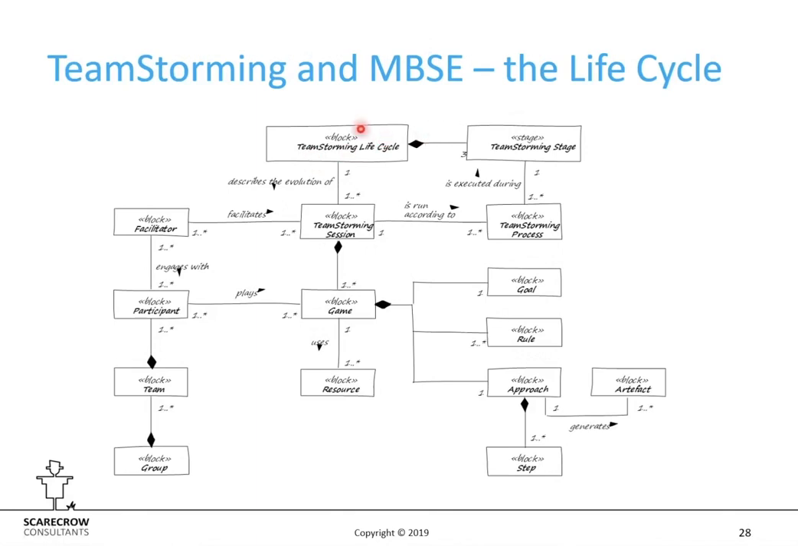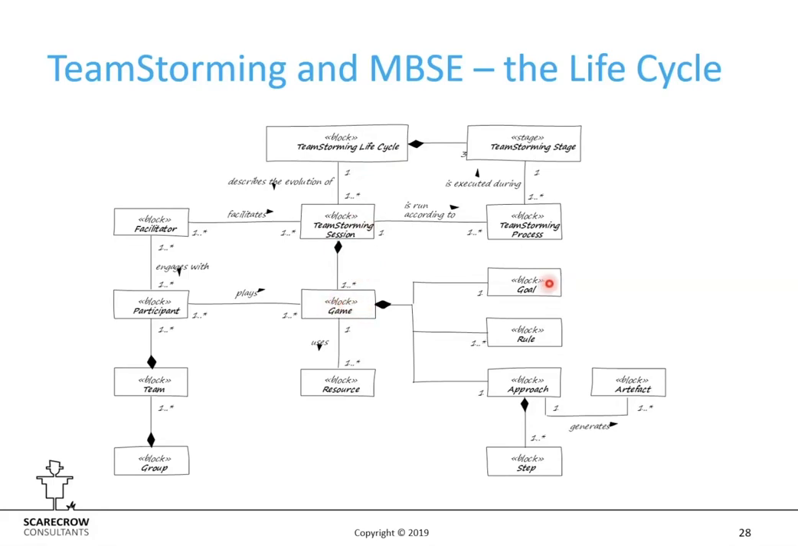This is the TeamStorming life cycle. So we have stages in there. We've got a number of TeamStorming stages, and for each stage we execute a number of processes. So when we talk about these games that we have here, TeamStorming describes the evolution of a TeamStorming session. Okay, we have a number of these games.